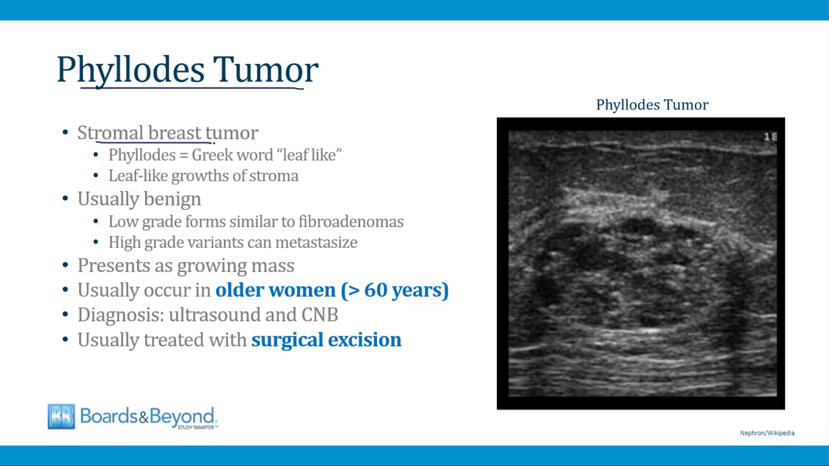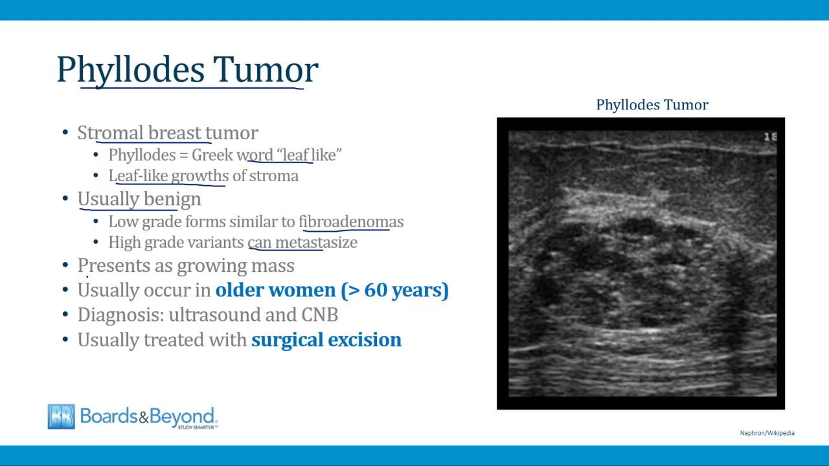The word phylloides is the Greek word for leaf-like, and it gets its name because this tumor involves leaf-like growths of stroma. Usually these are benign. Low-grade forms are similar to fibroadenomas, which are also stromal breast tumors, but high-grade variants of phylloides tumors can metastasize.